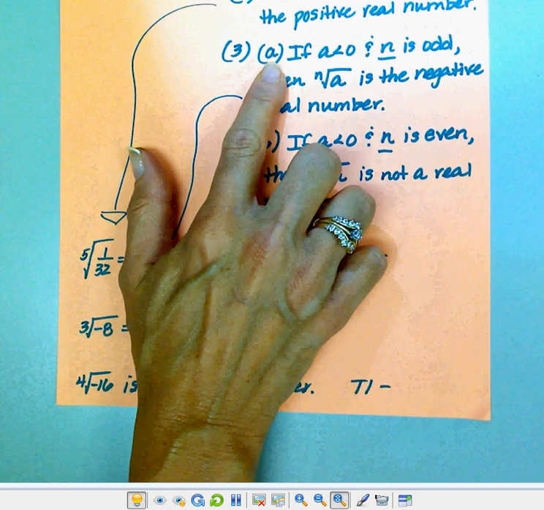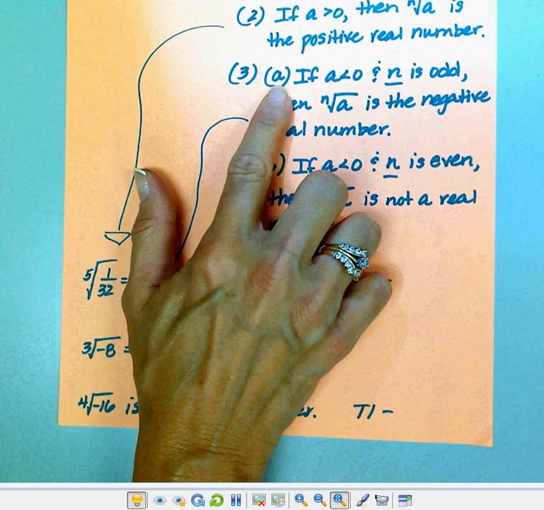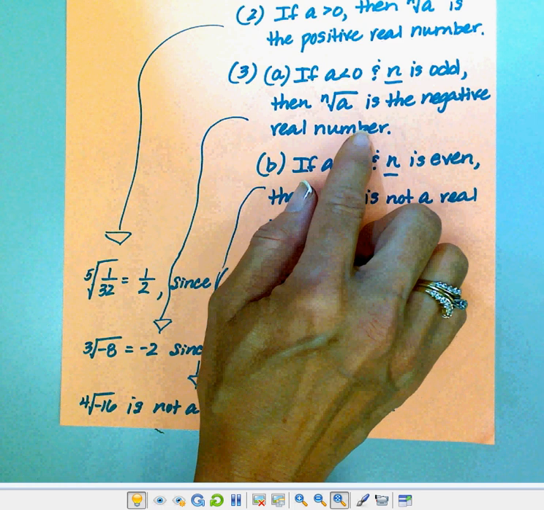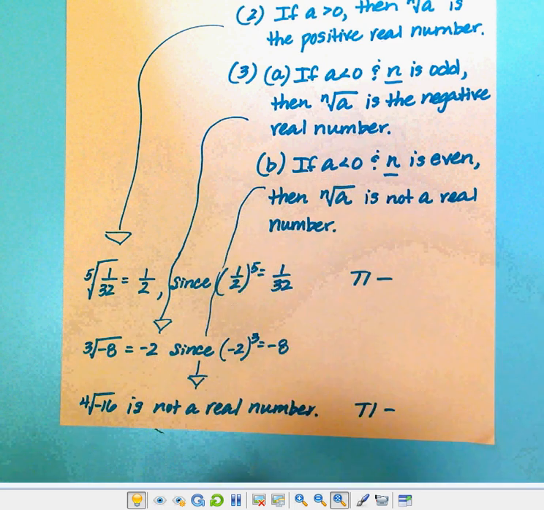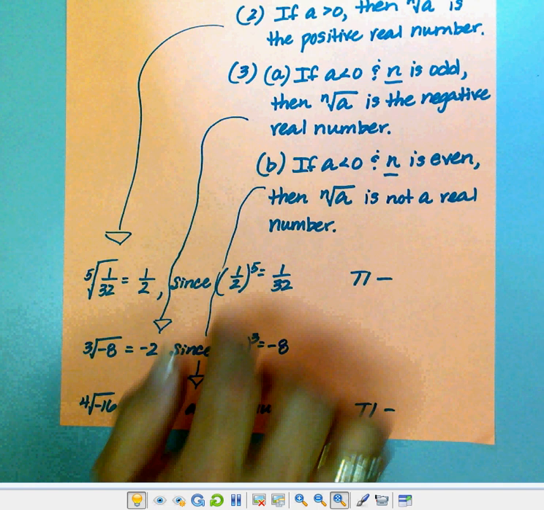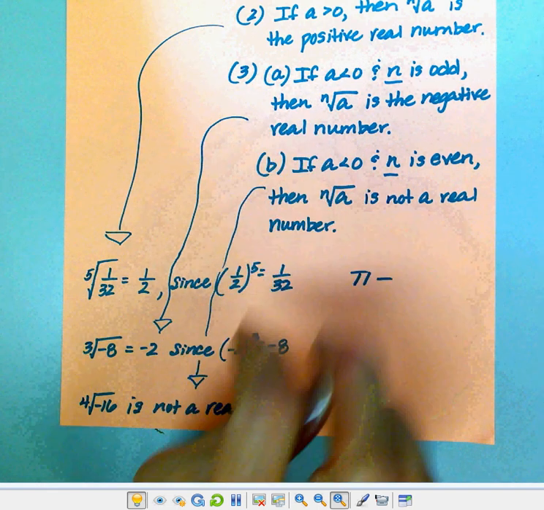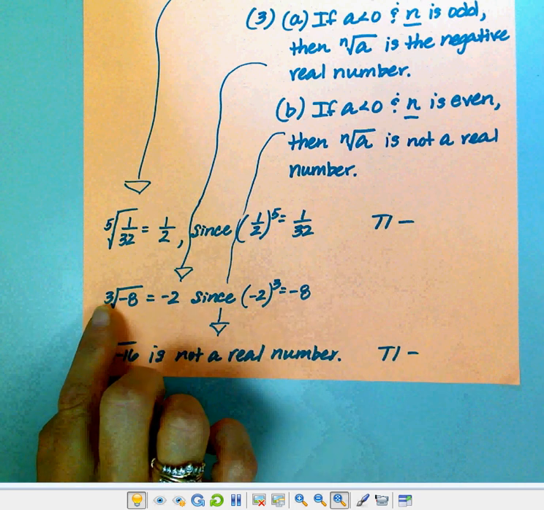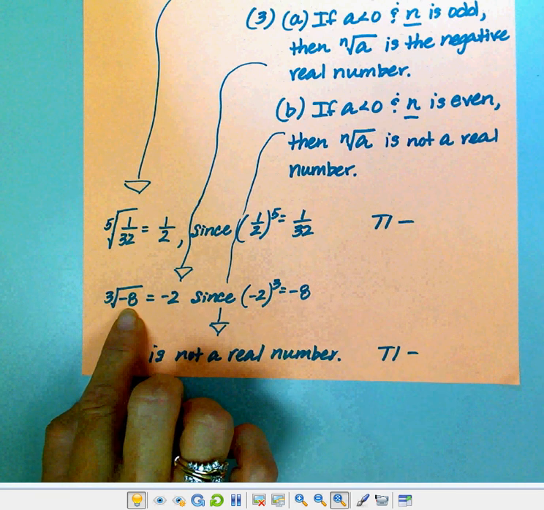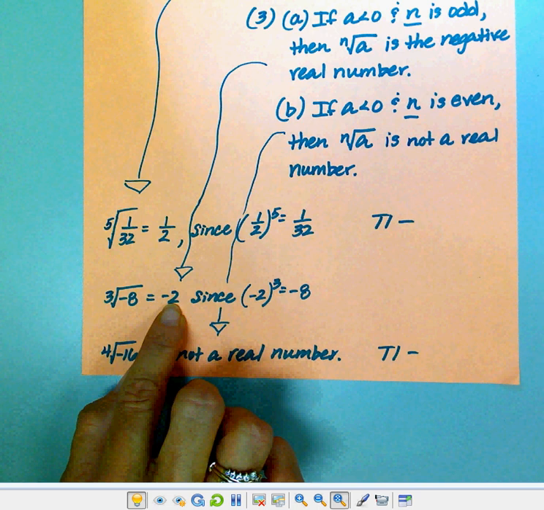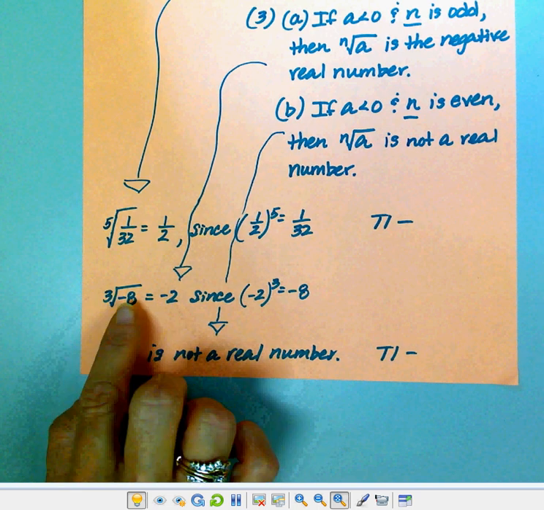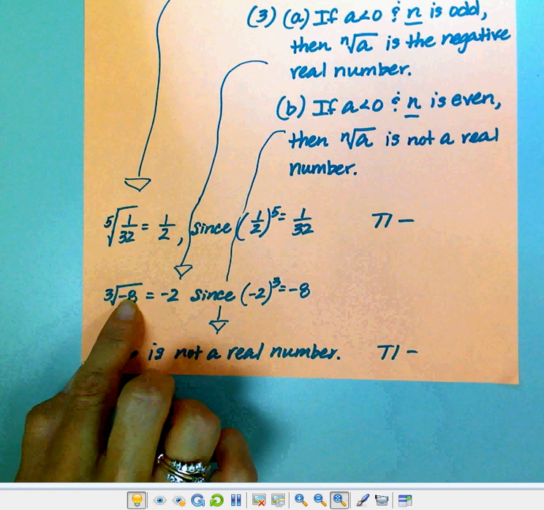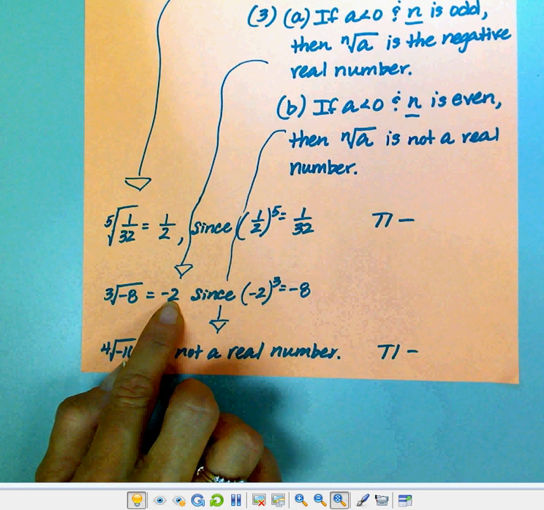The next example says if a is less than 0 and n is an odd number, then the nth root of a is the negative real number. And this is going to be really important as I get down to my last example here. So with numbers, that's saying something like the cube root of -8 is equal to -2. Again, since -2 to the third power is in fact -8. So it's okay to take an odd root of a negative number and get a real number back.